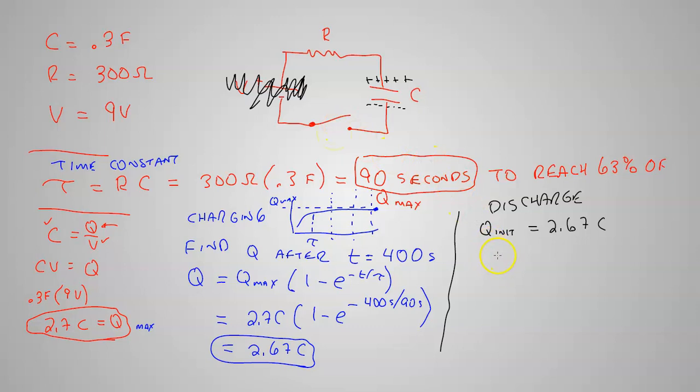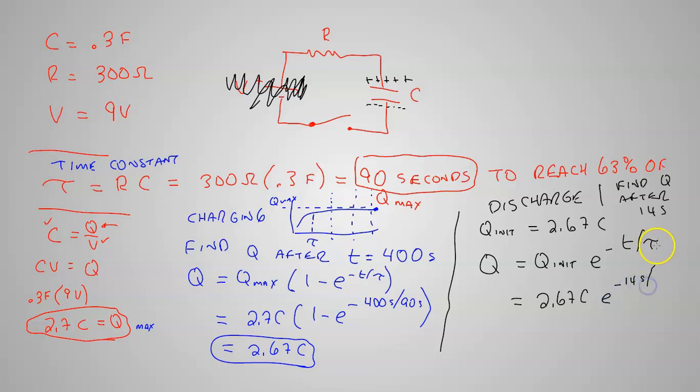And whenever I want to discharge the thing, then I use the other formula. The Q at any time would be equal to the initial charge times e to the negative t over tau. So I'd have to know this other time t here. Let's say we want to find Q after 14 seconds. How much charge is left on that thing? I'd say, well, I started with 2.67 coulombs, and then I multiply that by e to the negative 14 seconds over tau.